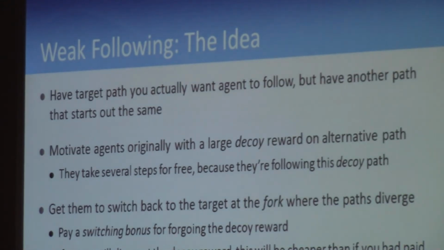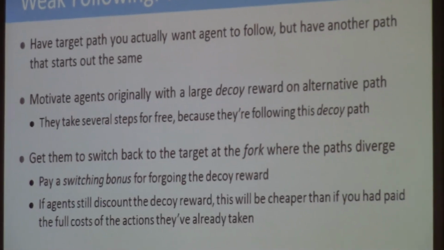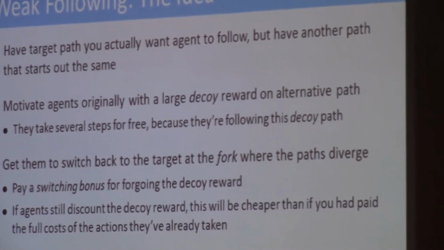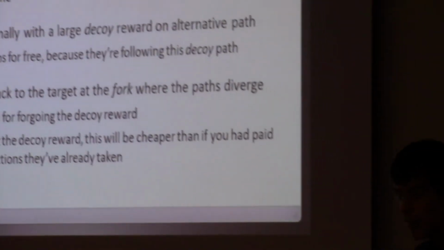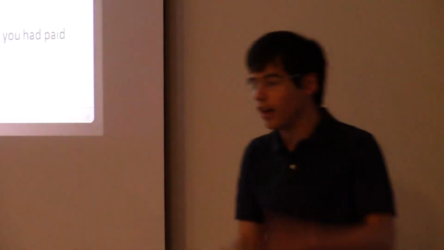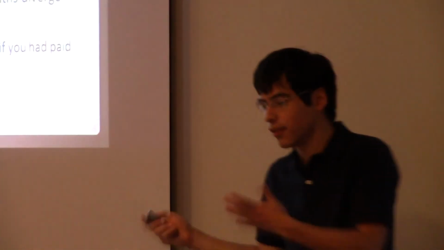Here's the idea. Suppose you have a target path and another path that you want the agent to follow. It's probably your minimum cost path. You have another path that starts out the same. What you should do is actually put a big decoy reward on this alternative path. Which really sounds paradoxical because you don't want the agent to follow that path. You definitely don't want them to take this reward because it's going to be really big. It's going to be so big that they're going to take a lot of steps for free because they're following this decoy path. You don't have to pay them, unlike in strong following, where you have to pay them immediately as soon as they take the step.